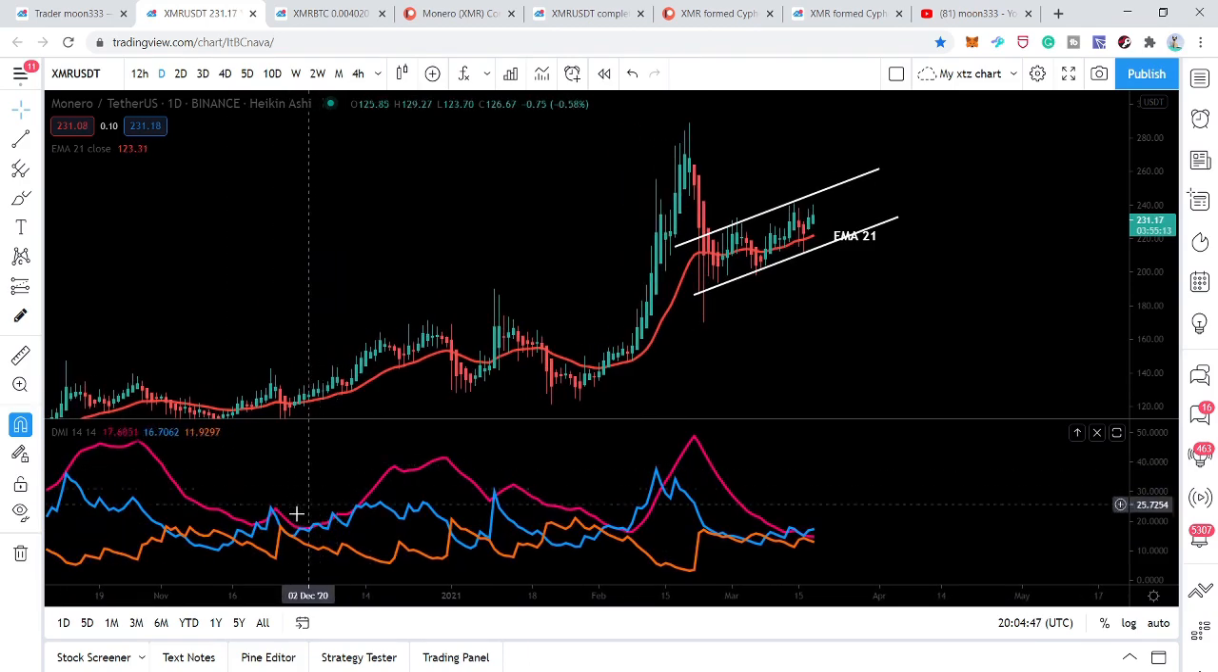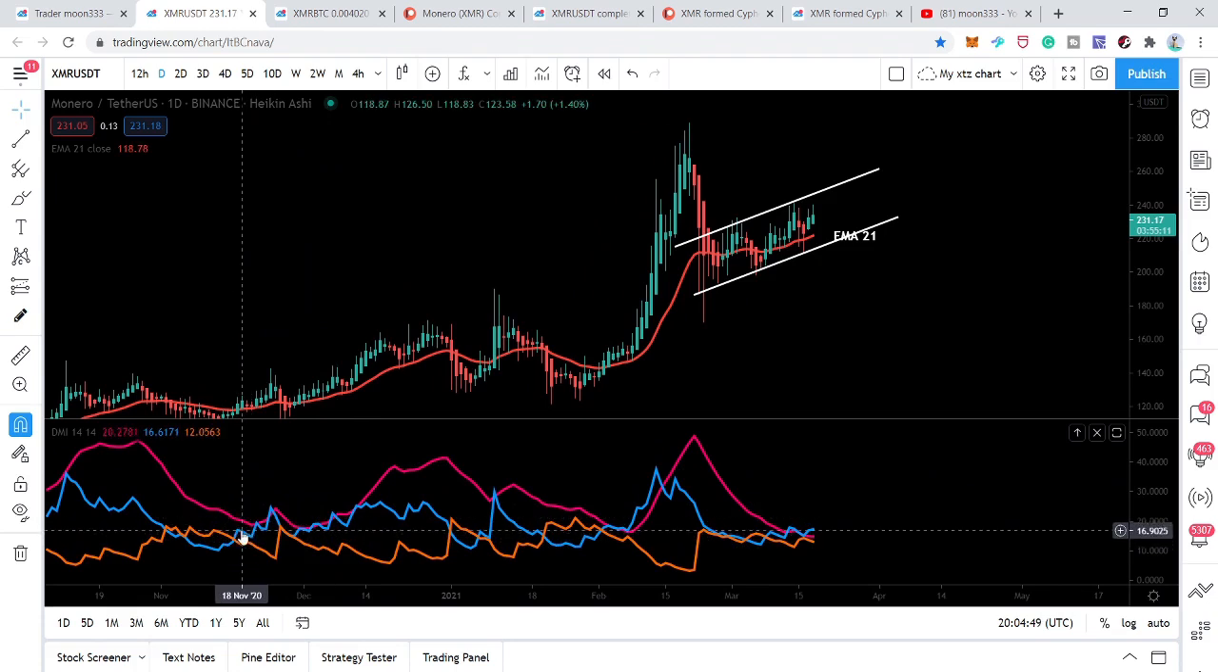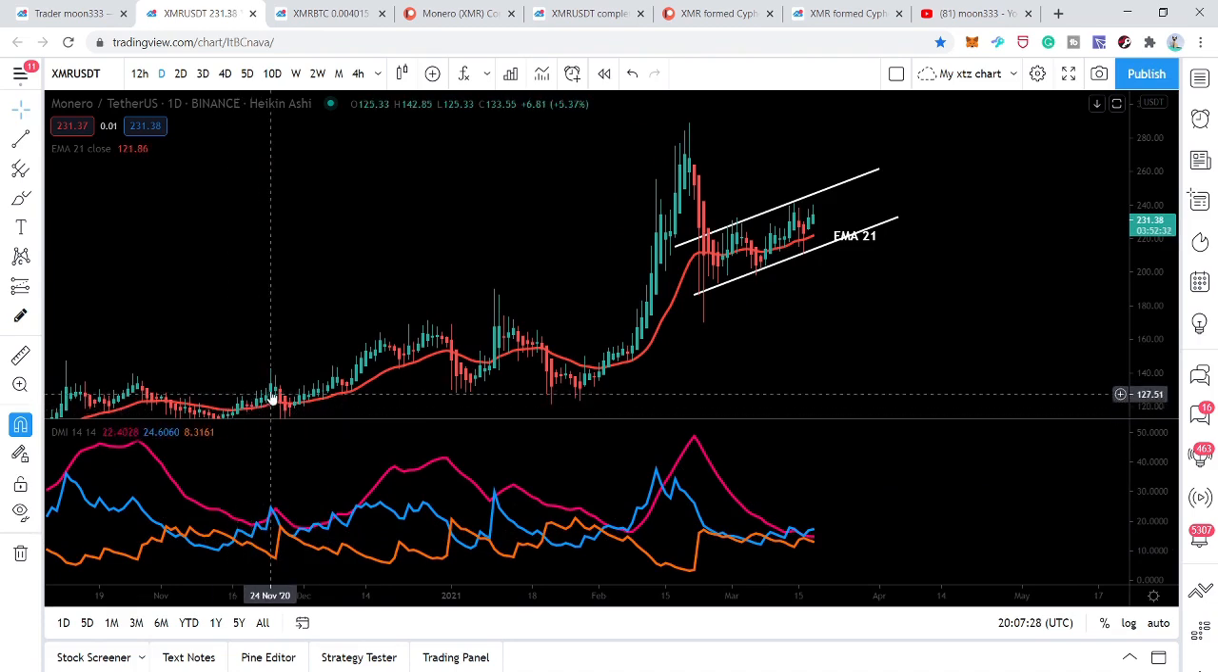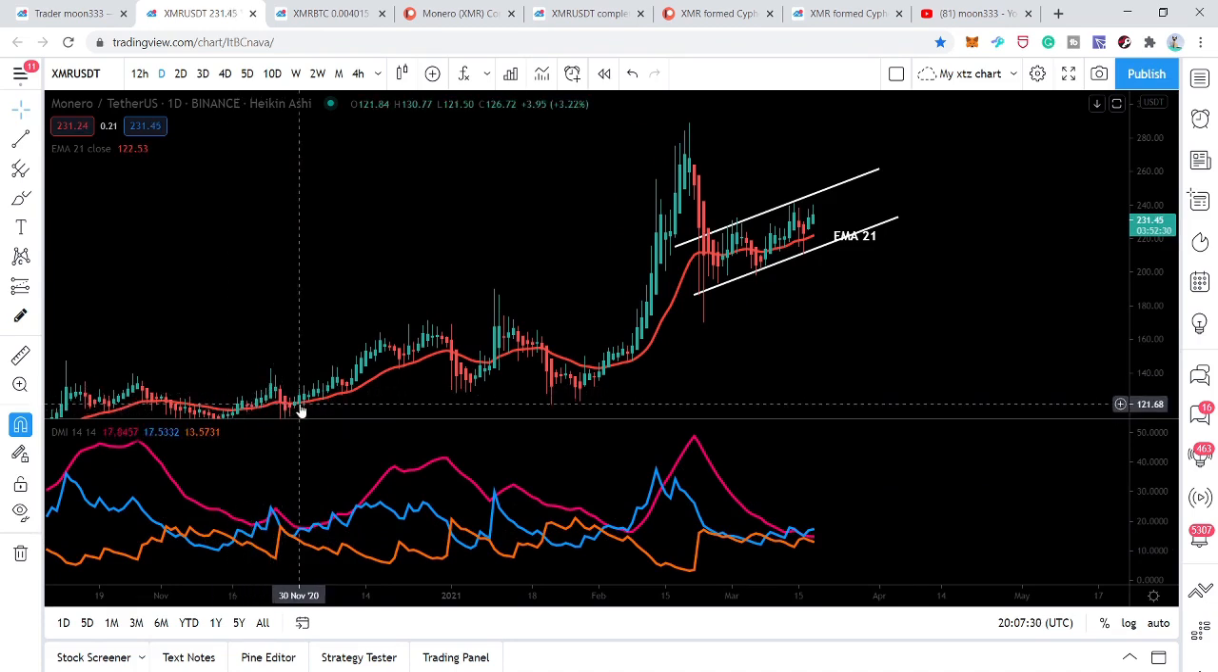Okay, here we can see that when this blue line crossed up this orange line, for a while the price action moved a little bit sideways, because we can see that we had a small rally, then a correction move, and again the price line was moving sideways here.